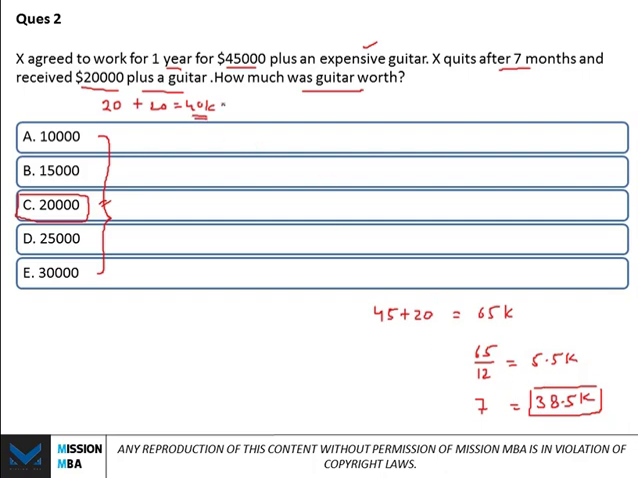So the scenario mismatches. But I also realize that the price of the guitar should be lower because you are paying him more. You have to lower this to match the scenario. So these two are gone. Let's lower down the price of the guitar. Let's go to 15K now. So we have to pay him 45 plus guitar. That's 45 plus 15. That's 60K for the year. So for 12 months, you're paying 60K. So for 1 month, you're going to pay 5K. And for 7 months, you're going to pay 35K.